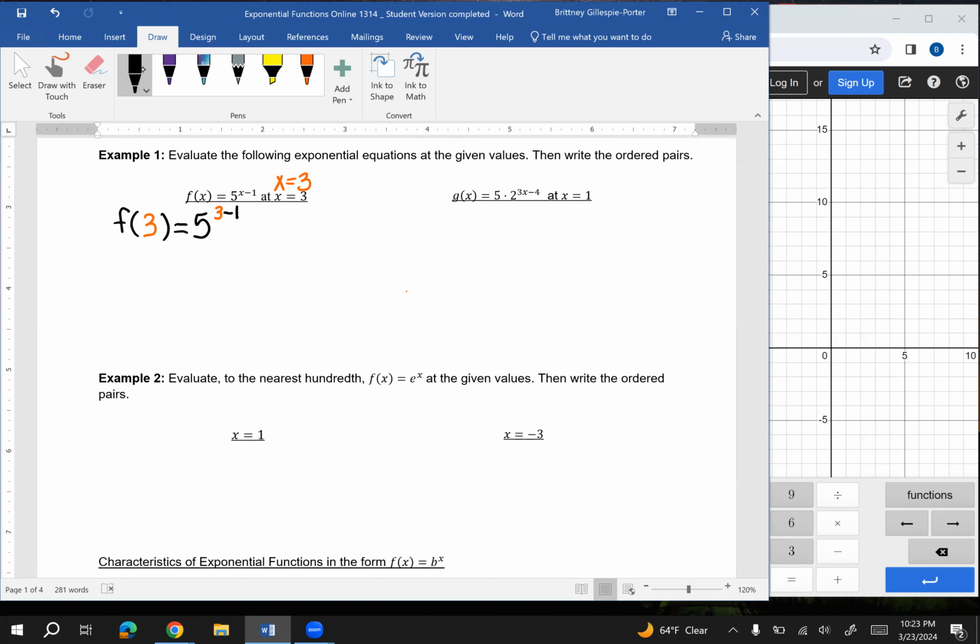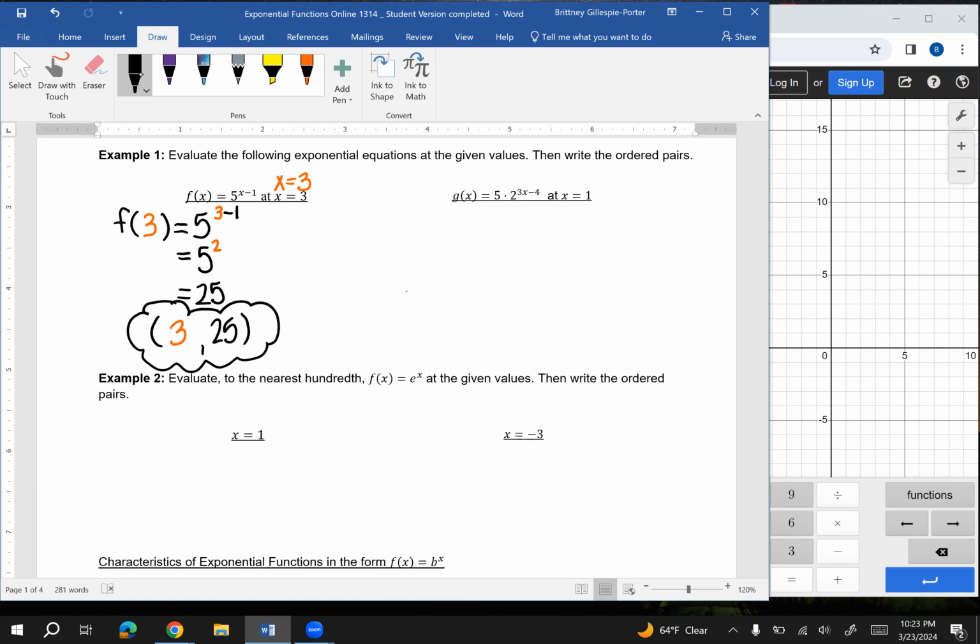In this case, since we have an exponential function, the variable is in the exponent. We know that 3 minus 1 gets us 2, which means we have 5 squared. Remember, this is 5 times 5, not 5 times 2. So we get 25. And the ordered pair we just found, we plugged in 3, and we got out 25. Remember your parentheses around your ordered pair, otherwise it will be incorrect.